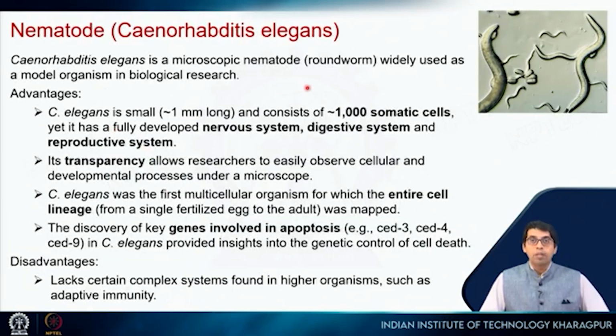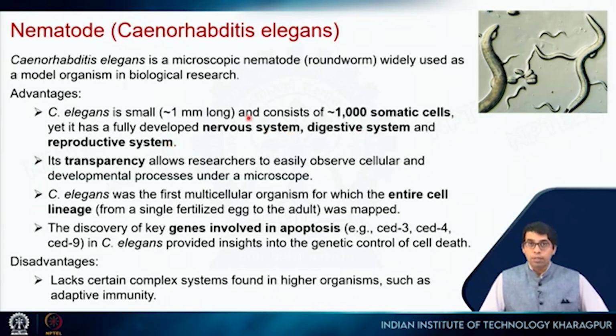Another important organism is a nematode, which is C. elegans. So C. elegans is a microscopic nematode or roundworm. It is very small, much smaller than mice and Drosophila, and they are widely used in biological research. It is 1 millimeter long. It contains roughly 1000 somatic cells. Yet it has a fully developed nervous system, digestive system and a reproductive system.